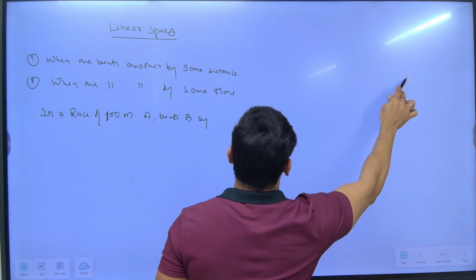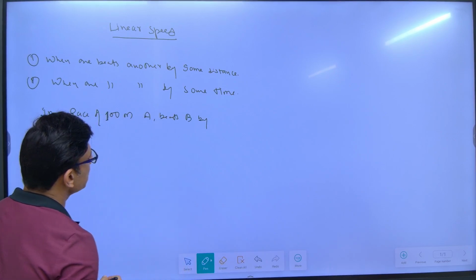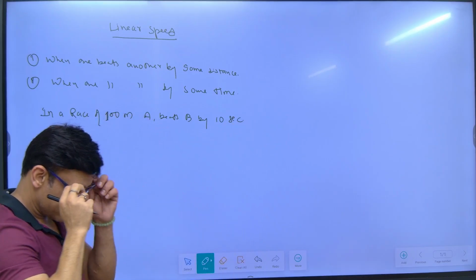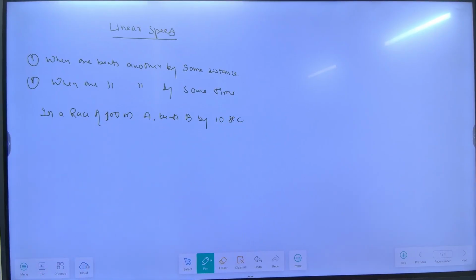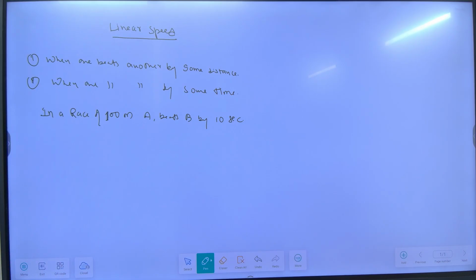In a race between A and B, A beats B by 10 seconds. That means the referee wants both of you to cover the same distance. But for that same distance, A is taking some time T, and B is taking T plus 10 seconds more, right? So they are covering the same distance. So distance is constant for both of them.